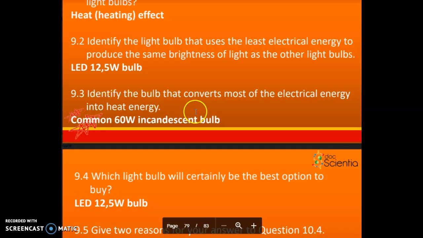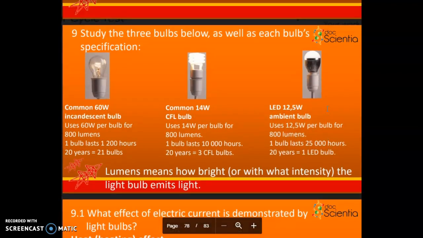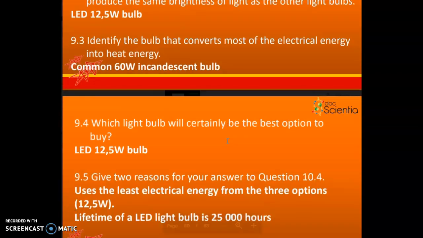9.3. Identify the bulb that converts most of the electrical energy into heat energy. It will be the incandescent bulb. It will get so warm that you won't be able to touch it. It needs more.